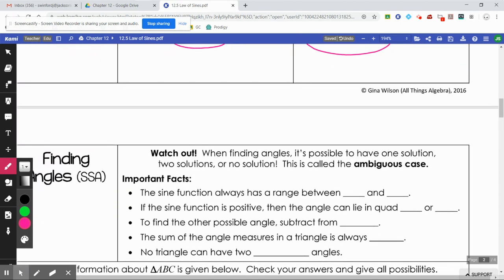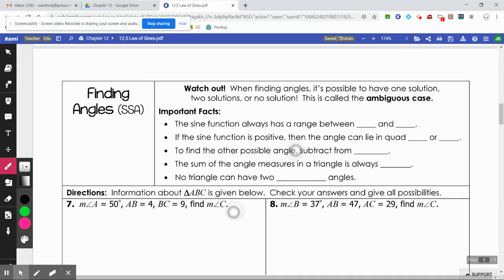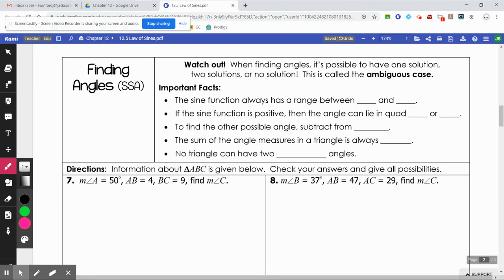Okay, now let's work these problems backwards. Finding angles. Now this is a little bit different, so we've got to be careful. The sine function, it says watch out. When finding angles, it's possible to have one solution, just like on the last problems, two solutions, or no solution. And this is called the ambiguous case when you have these different solutions. And here's why this could be true.